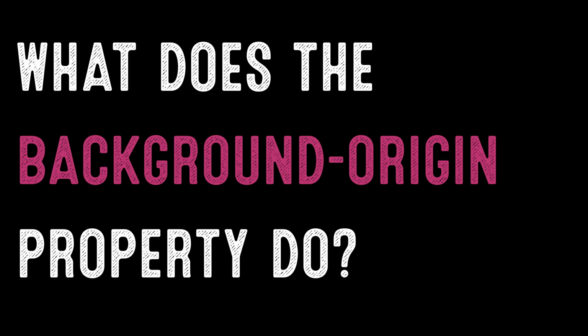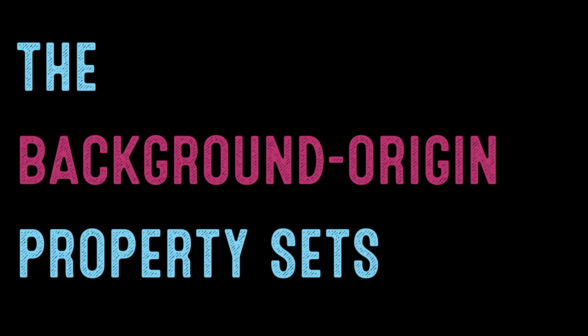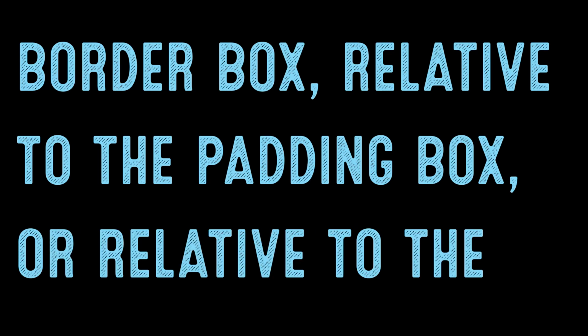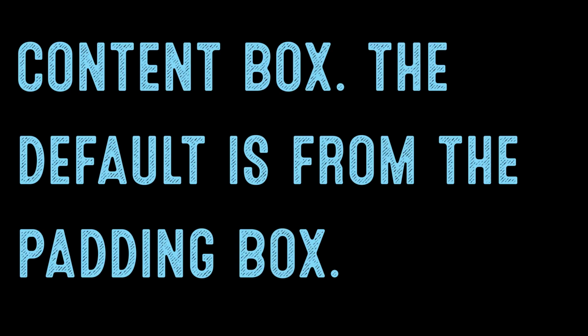What does the background origin property do? The background origin property sets whether the background's origin is relative to the border box, relative to the padding box, or relative to the content box. The default is from the padding box.